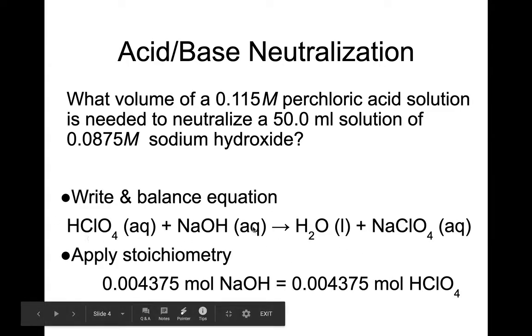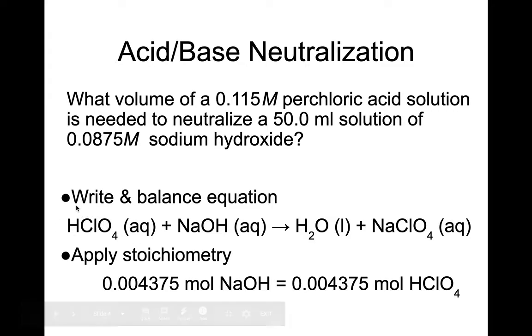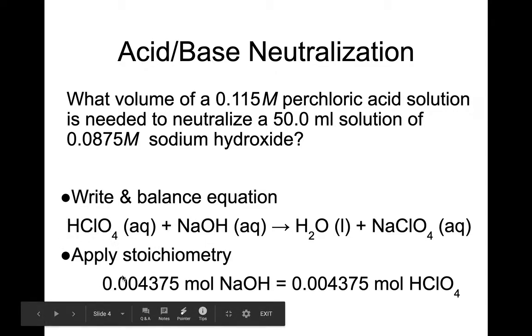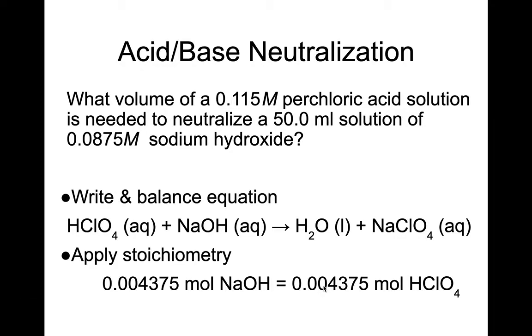And then, thanks to our balanced equation, we can use stoichiometry to find out how many moles of perchloric acid we need to add. These are 1-to-1 in their coefficients. For every 1 mole of sodium hydroxide we react, we need to consume 1 mole of perchloric acid. So this is nice and easy here. If we want to neutralize 0.004 moles of sodium hydroxide, we need to add that exact same amount of perchloric acid.